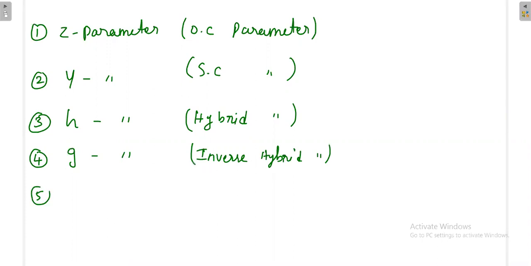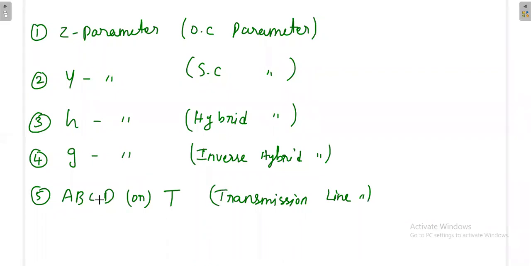And the fifth one is the ABCD parameter. Another name for this is the T parameter, that means transmission line parameter. Mostly for a transmission line equation, or for a transformer, we'll be using the ABCD parameter. That's why this is called the ABCD or T parameter. Again, the inverse of this one is the A dash, B dash, C dash parameter. That is the inverse transmission line parameter.